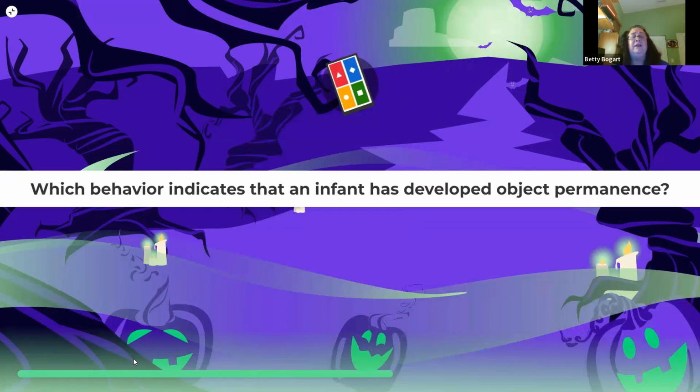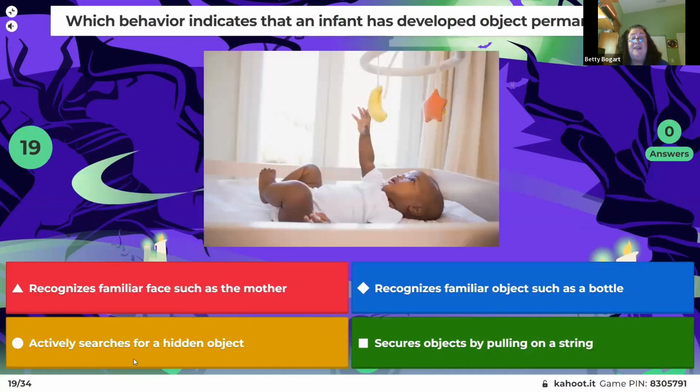Which behavior indicates that an infant has developed object permanence? What does that mean, object permanence? I told you.